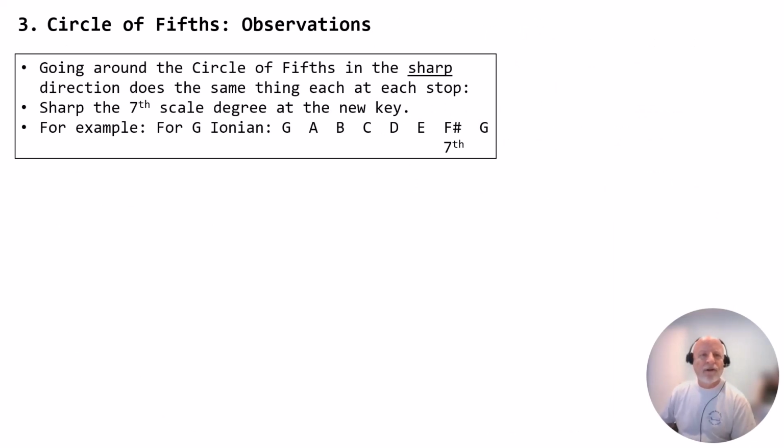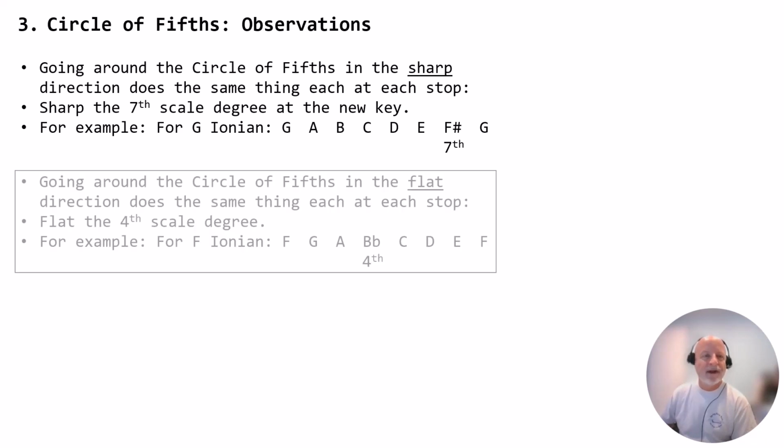So going around the circle of fifths in the sharp direction does the same thing at each stop: it sharps the seventh scale degree of the new key. Right? So here's the example for G Ionian. G, A, B, C, D, E, F sharp, G. That gets the half steps where they're supposed to be, between the third and fourth and the seventh and eighth.